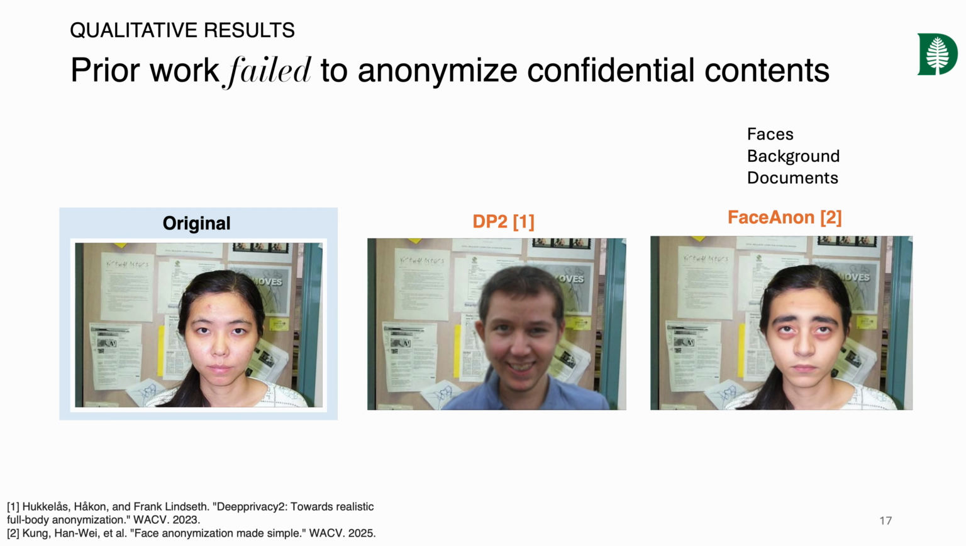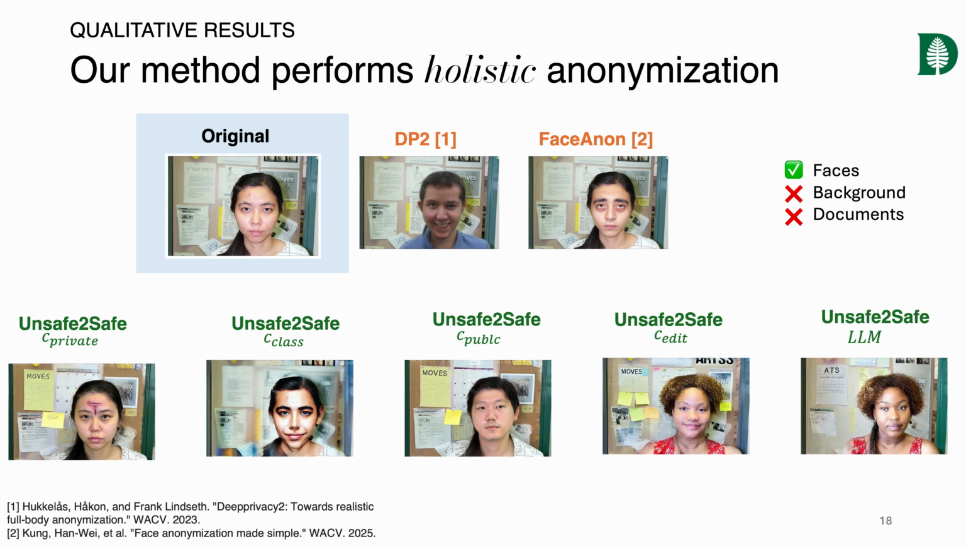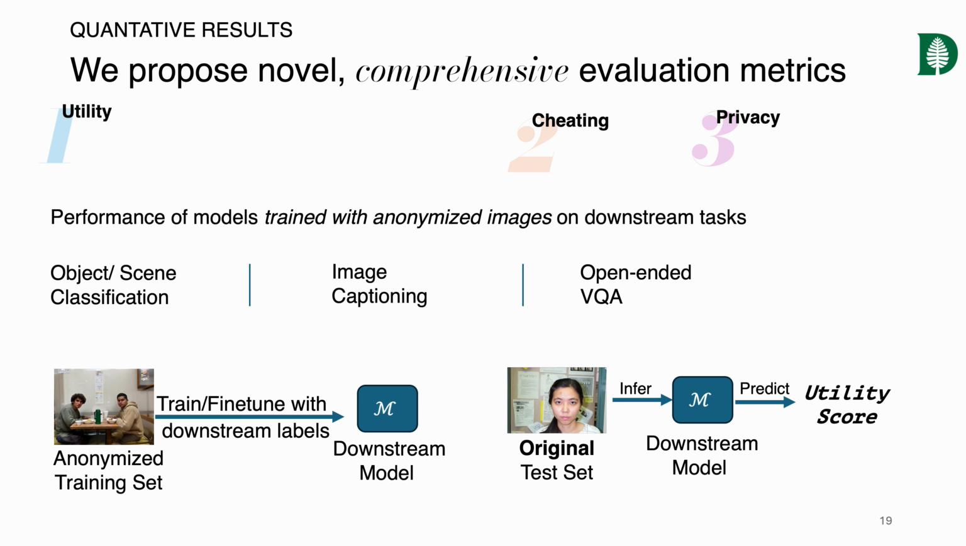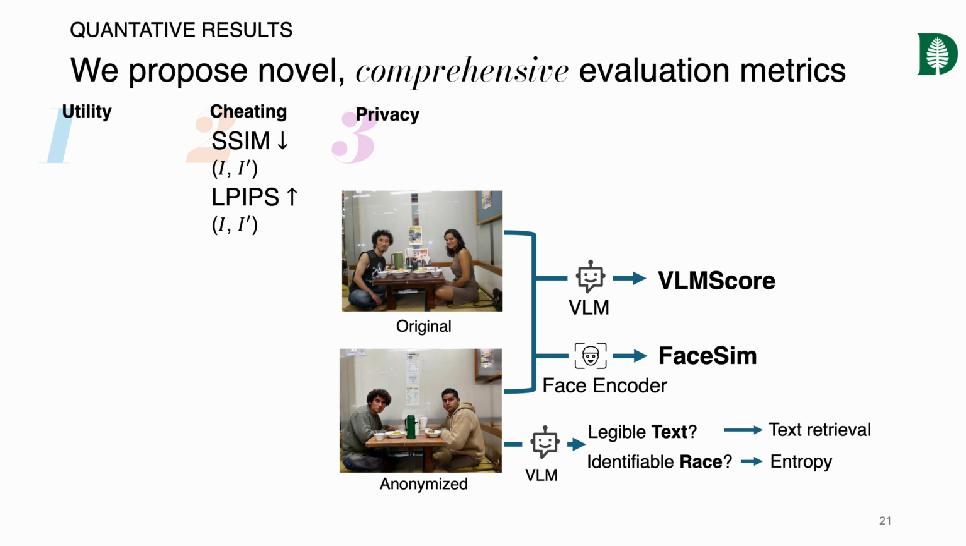Here are some qualitative examples. As we can see from the images, previous anonymization methods mainly modify the face region while leaving the surrounding context unchanged. As a result, sensitive information, such as confidential documents, may still remain visible. In contrast, our method performs more holistic anonymization by modifying contextual privacy cues when necessary while still preserving the overall scene semantics. For evaluation, we propose to benchmark three aspects: utility, tuning, and privacy.